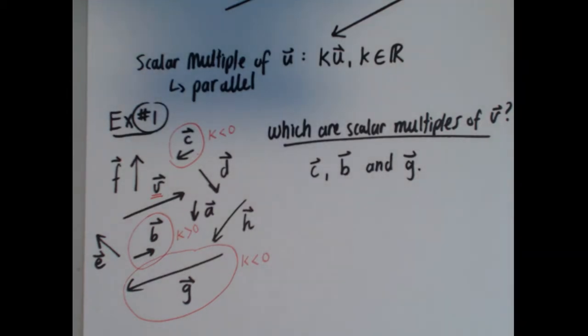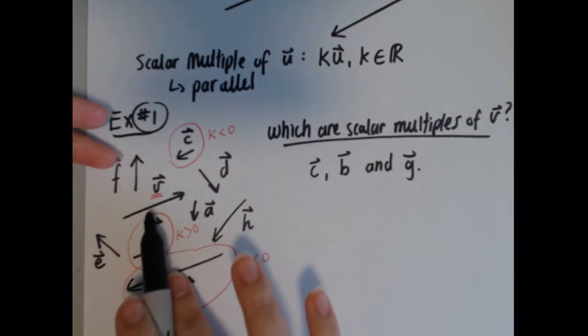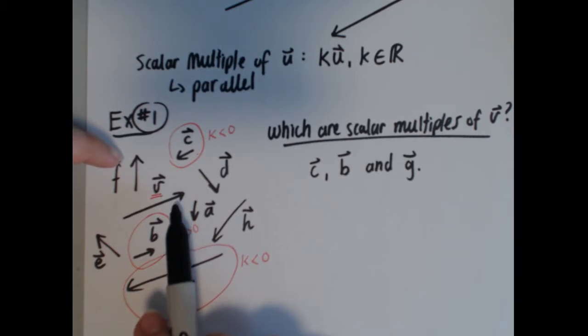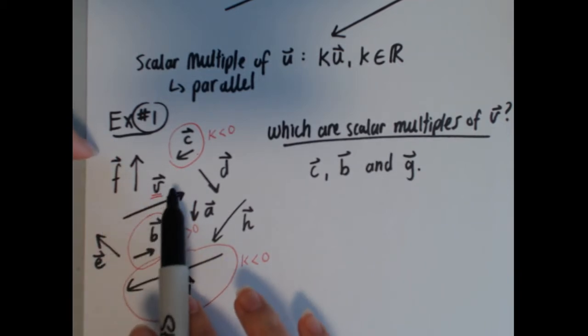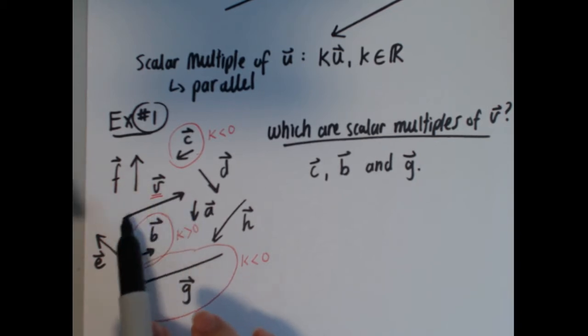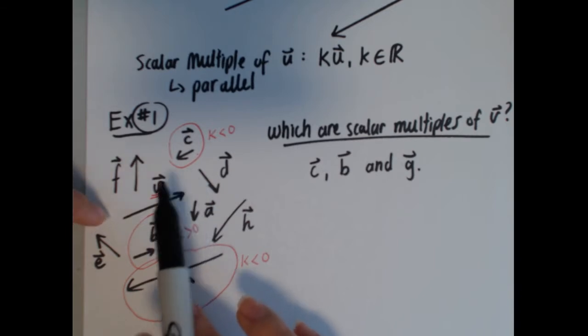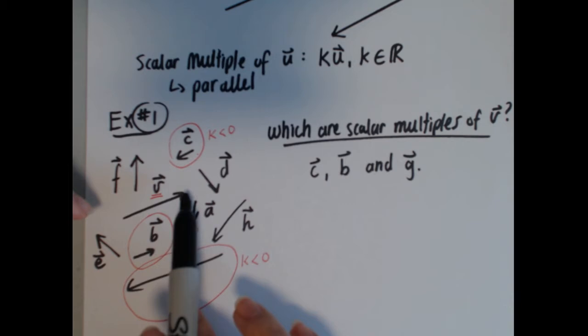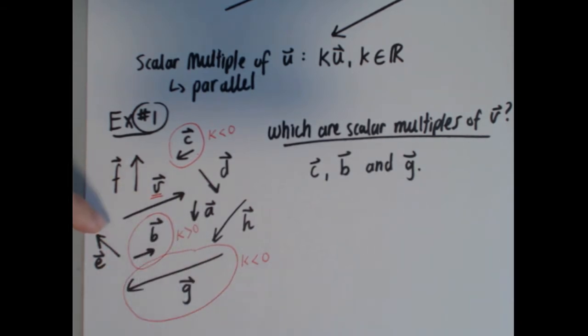If you're wondering why the other ones are not scalar multiples, for example F, there's no constant that you could possibly multiply V by to get F. F is going in a completely different direction. If I multiply V by any number, whether it's 5 or -3 or 0.7, it's just going to change the length or make the direction opposite. You will never make it anything but parallel to what its direction is right now.